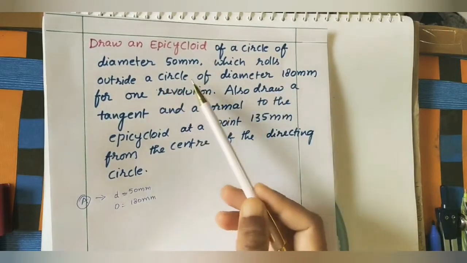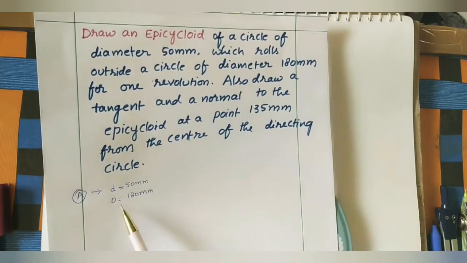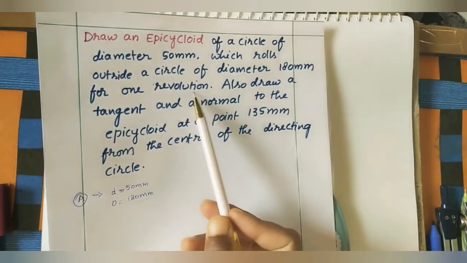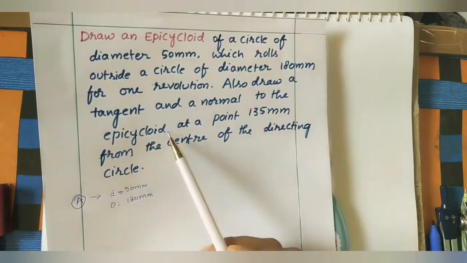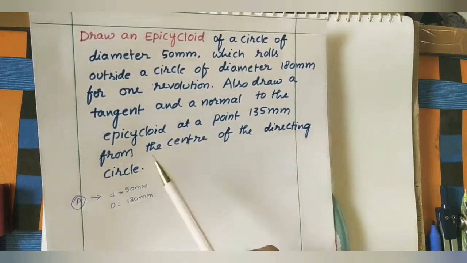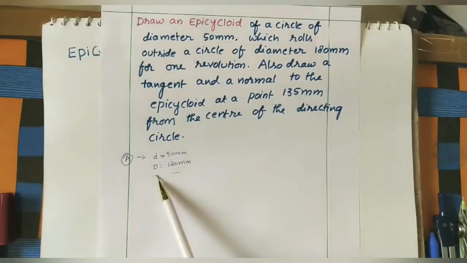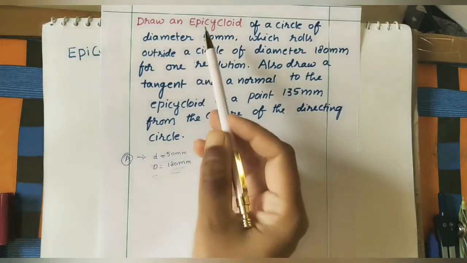Which rolls outside a circle of diameter 180 mm. The bigger diameter is capital D I am taking, it is 18 cm. For one revolution, it is making one revolution, smaller circle. Also draw a tangent and normal to the epicycloid at a point 135 mm from the center of the directing circle. Here this is the given data, smaller circle diameter, bigger circle diameter. By taking this, first we will do the rough diagram of the epicycloid.